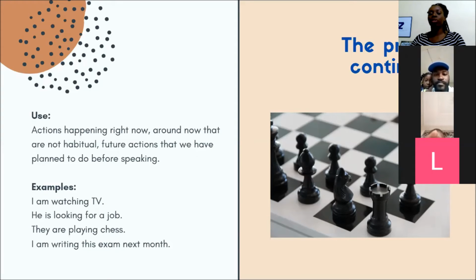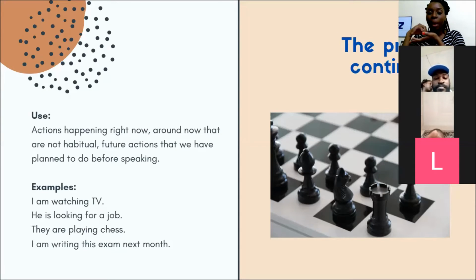So it's not happening now, it's happening in the future, but as I'm speaking, I already know when it's happening. I've already made a decision. I've already planned for it. It's happening. I am writing an exam next month. It's not happening right now. It's in the future, but it's a done deal because I already know that's what's going to happen.